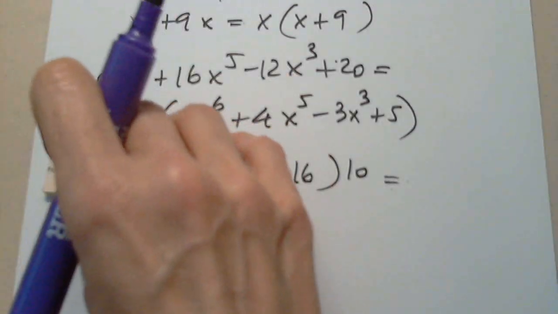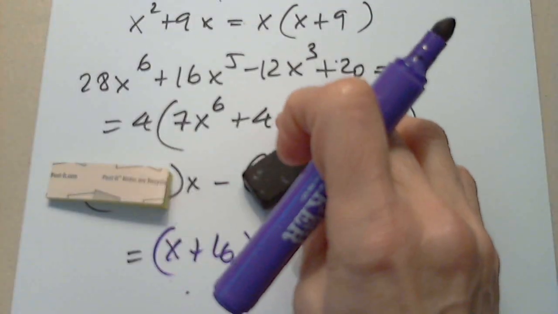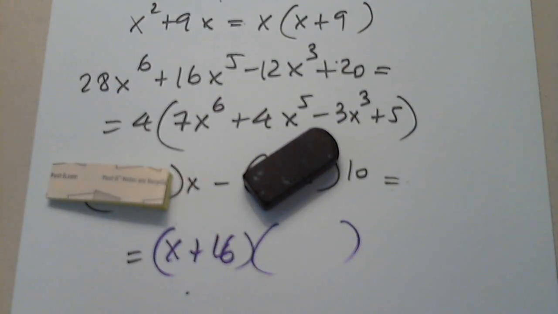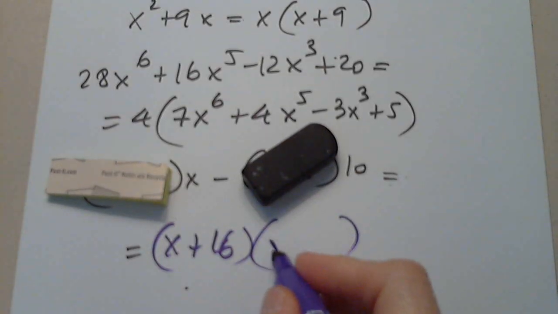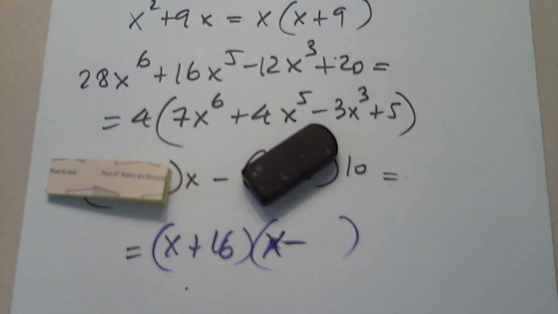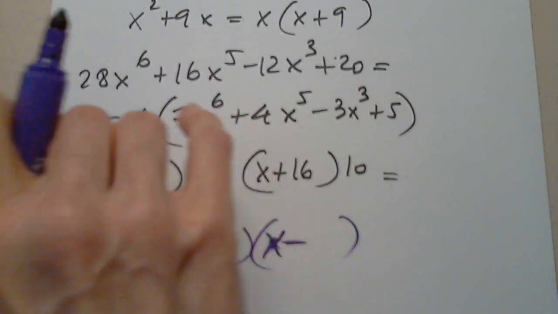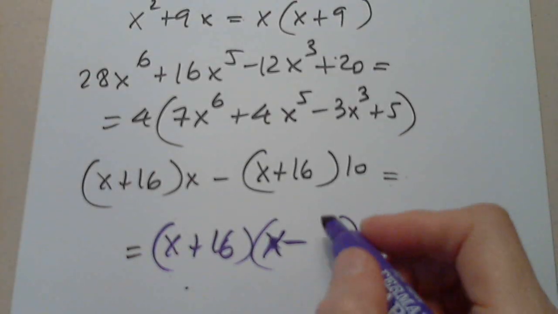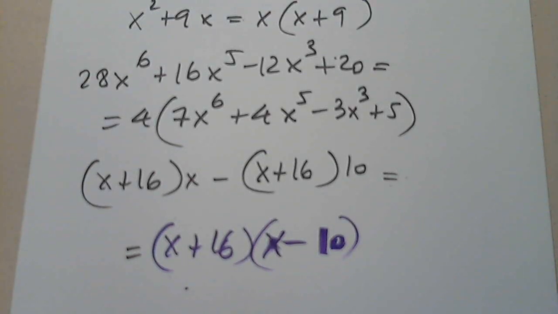So once x plus 16 is out, now we have to have something left over from the first and something left over from the second. Yes, x minus 10. This is basically factoring by grouping. Good.